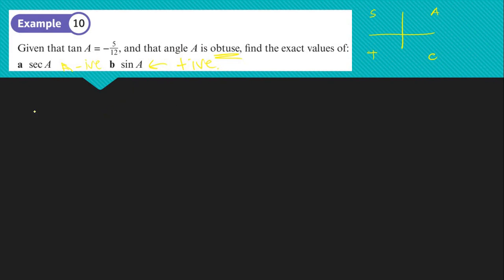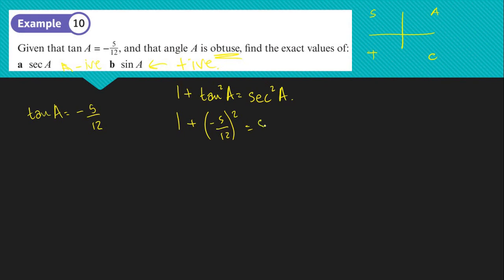So we've got tan of A is going to equal negative 5/12. Well, tan of A is equal to negative 5/12. We just created a formula here. We had 1 plus tan squared A is going to equal sec squared A. So I'm actually going to use this one pretty heavily for this one. Okay, so we've got, well, 1 plus tan squared A is going to be negative 5/12 squared is going to equal sec squared A.